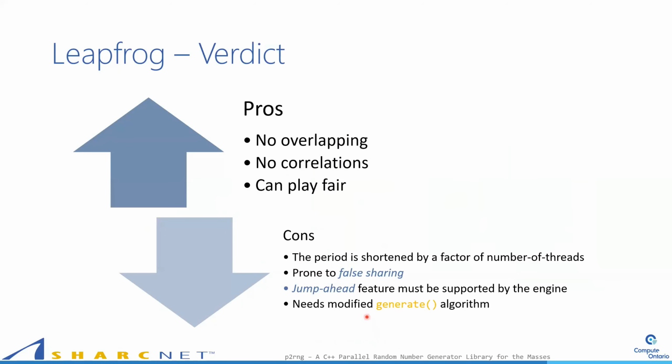So unfortunately, because we need to have a different generate algorithm, we can't implement it the way we did for the first two methods. But the good thing is that there is no overlapping or correlations, and it can play fair. But the period is shortened by a factor of the number of threads, which is important when your engine has a small period. It's prone to false sharing, as we said. The jump ahead feature must be supported by the engine. And as I said, we need a modified version of the generate algorithm.